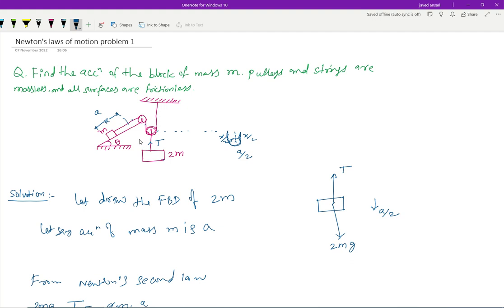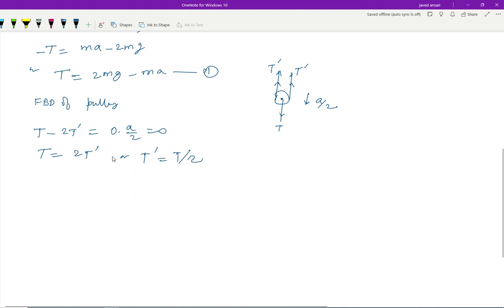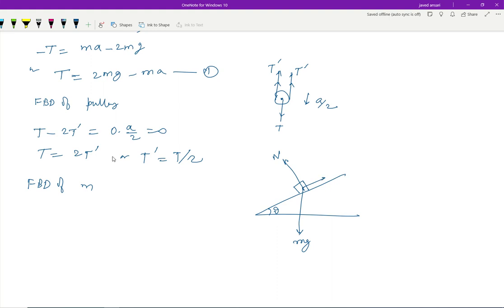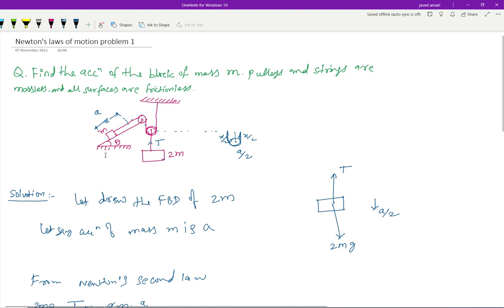So now let's consider the free body diagram of smaller mass m. FBD of m. So it will look like this. This is an inclined plane theta. This is kept here. Its weight mg will be downward, normal force upward. Then there is a tension T by 2 now, right? We just found that T dash is T by 2. That's it. These are the only three forces I'm seeing here. Any other force in the diagram? I don't see any other force.